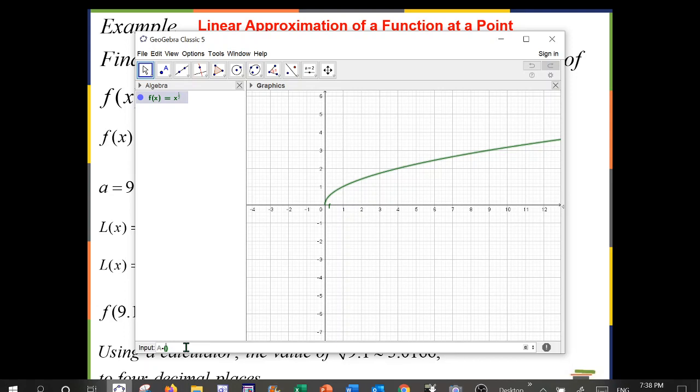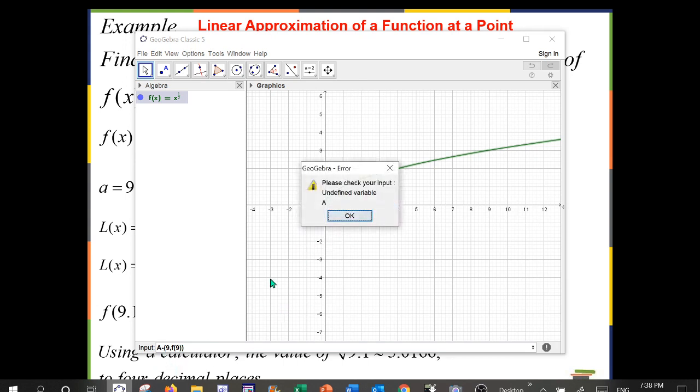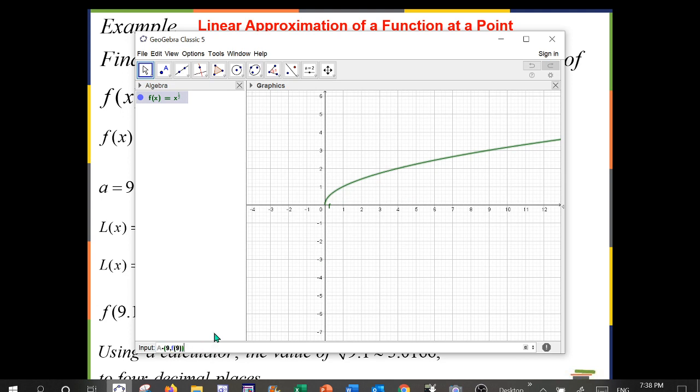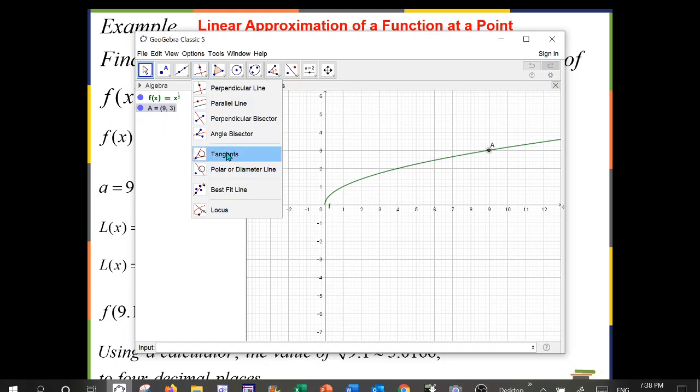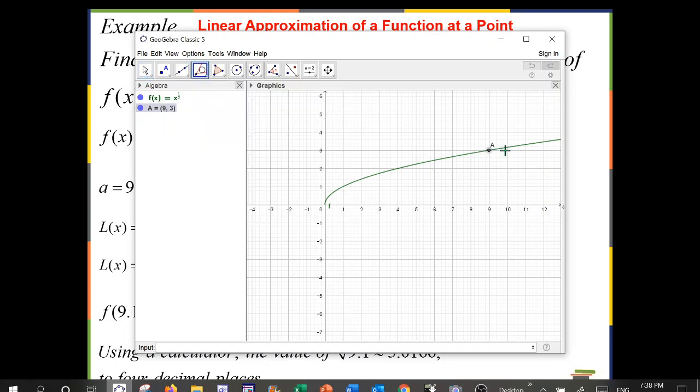and that point is 9, and f at 9, right? I didn't put equal to, let me fix that. So equals to, that's the point right there. Then I'm going to draw the tangent to that point. So here we go. Let's do the tangent at this point and at that function, right?